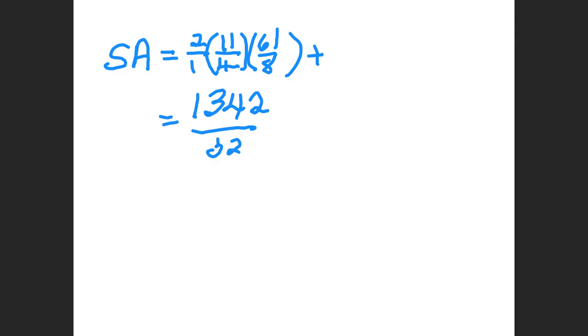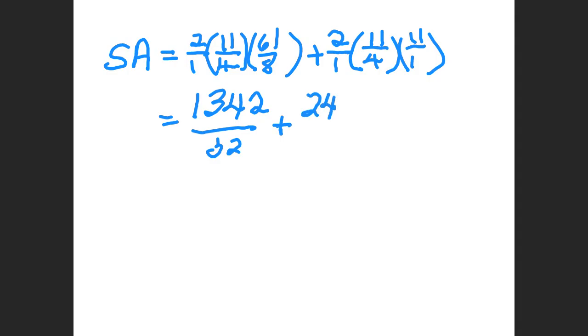Then I'm going to be adding 2/1 times 11/4 times 11/1. This will give me 242 over 4.